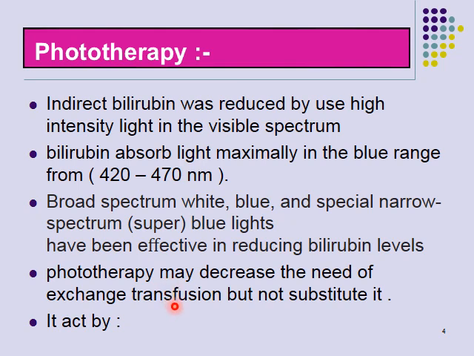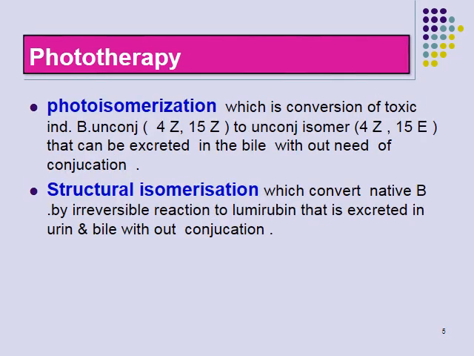It acts by photoisomerization, which is conversion of toxic indirect bilirubin, which is unconjugated, to an unconjugated isomer that can be excreted in the bile without need of conjugation, or it acts by structural isomerization, which converts native bilirubin by an irreversible reaction to lumirubin that is excreted in the urine and bile without conjugation.